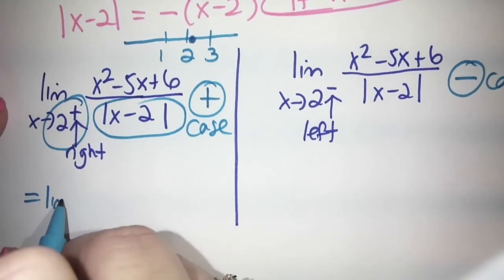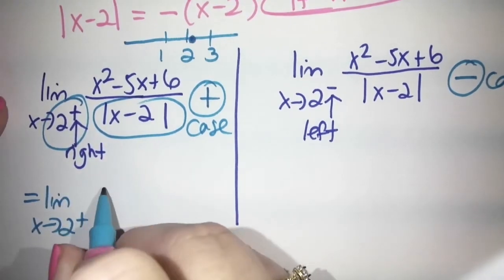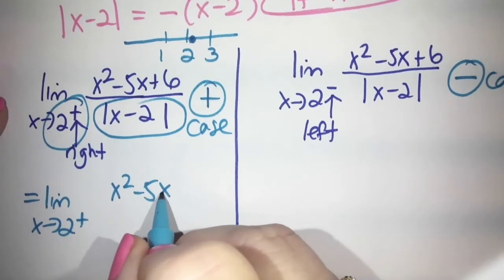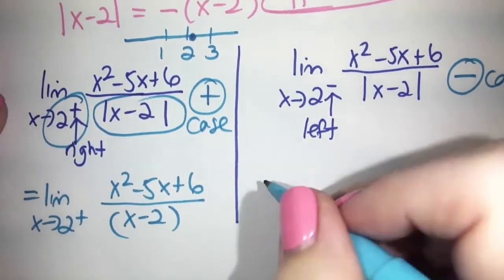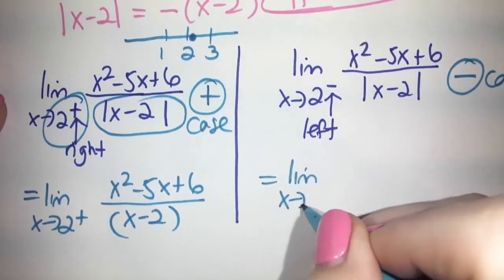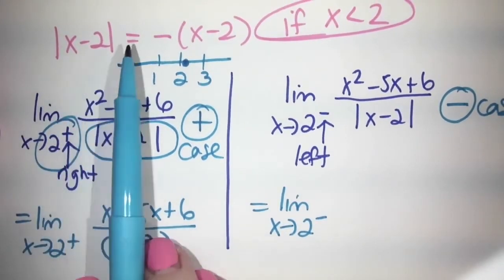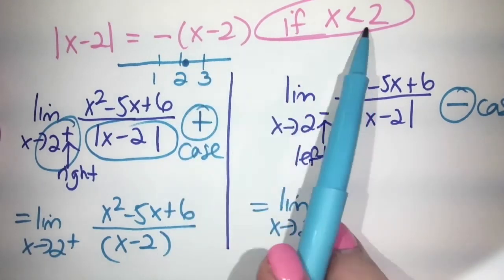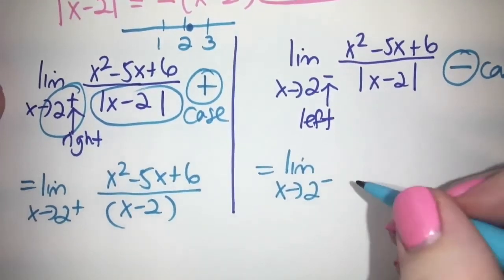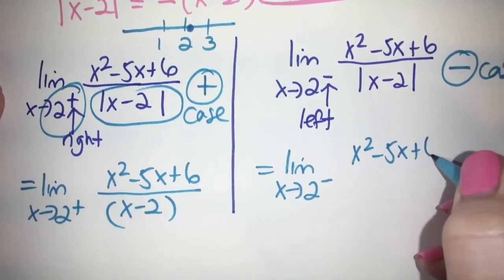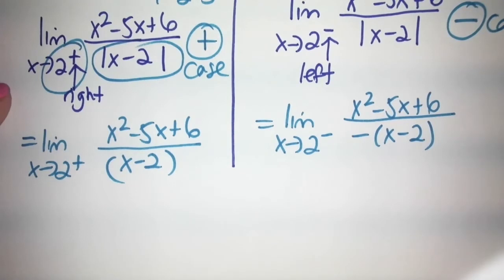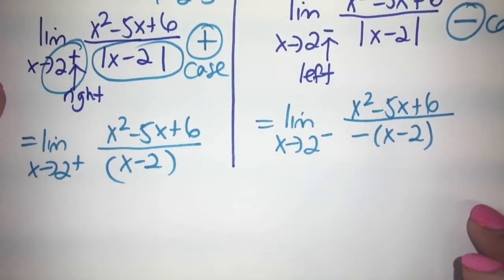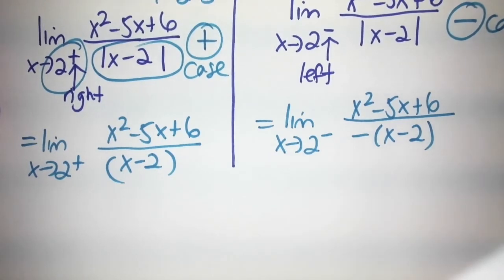So over here for the positive case, we just take off the absolute value on the bottom and do nothing, just put it in a bracket. For the negative case, we have to add a negative because we know that the absolute value of x minus 2 is negative of x minus 2 if we're looking at a number below 2, to the left of 2. So this limit becomes negative of x minus 2. Okay, go ahead and factor x squared minus 5x plus 6 and see what you get. Hit pause and see if you can work out the two limits.